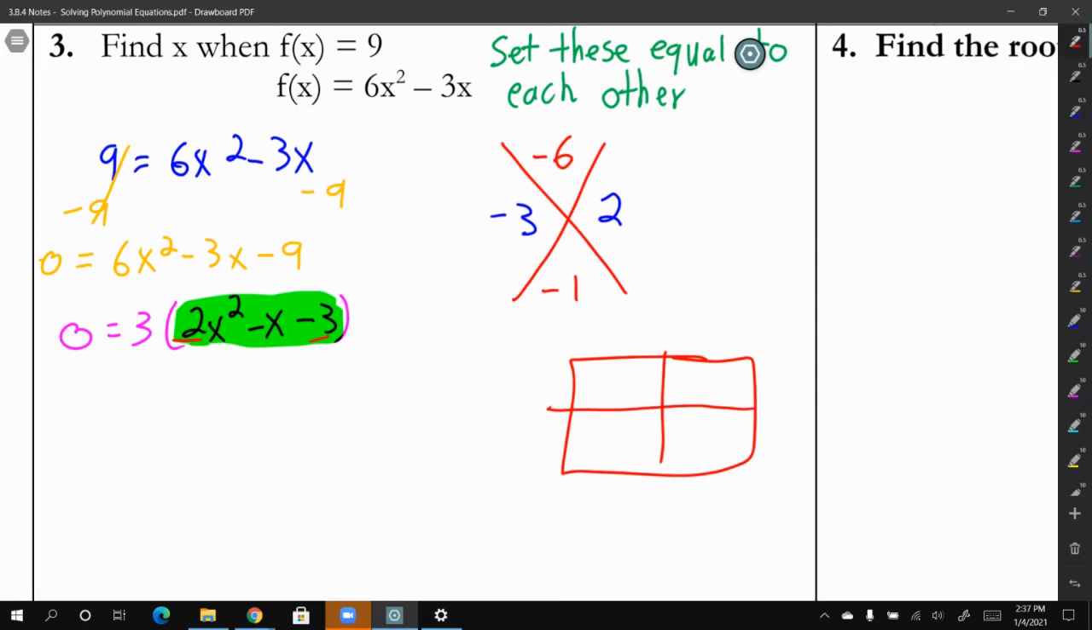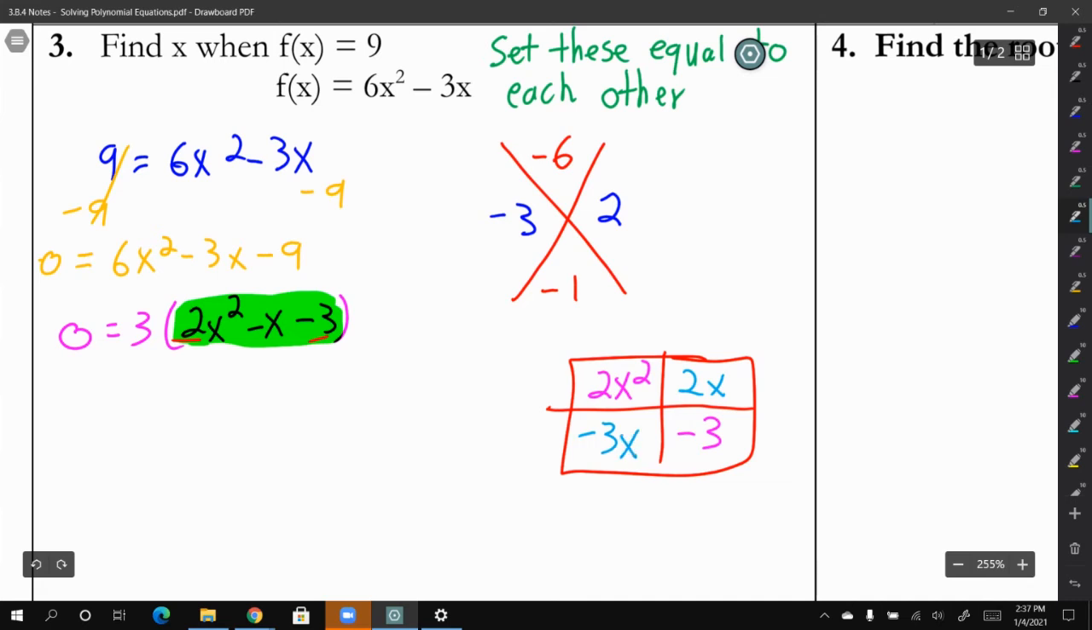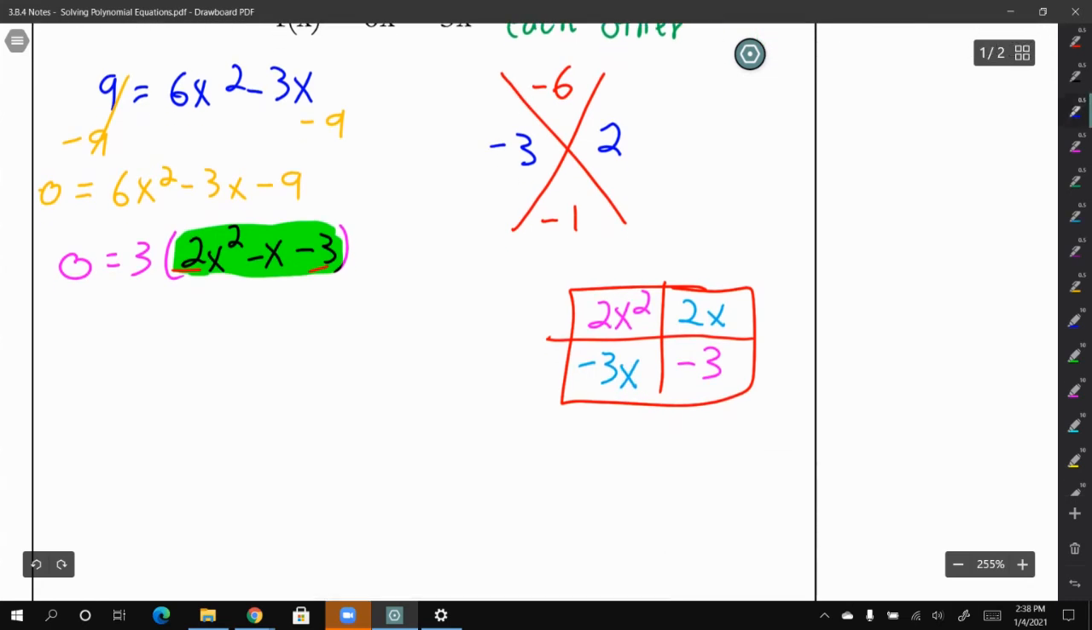So now we can go and fill in this box that I drew. We're going to put 2x squared in the upper left, negative 3 in the lower right, and then it doesn't matter where we put the negative 3x and the 2x. Let's do it this way. Then the first column, our GCF is just x. The second column, our GCF is just a 1. There's no number that you can divide 2x and negative 3 by besides 1. So then the other side, x times 2x gives you 2x squared, and 1 times negative 3 gives you negative 3.